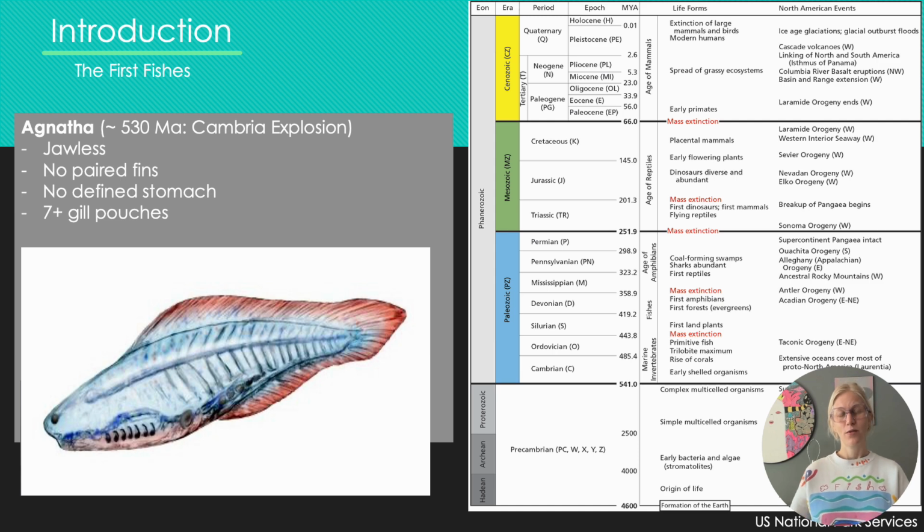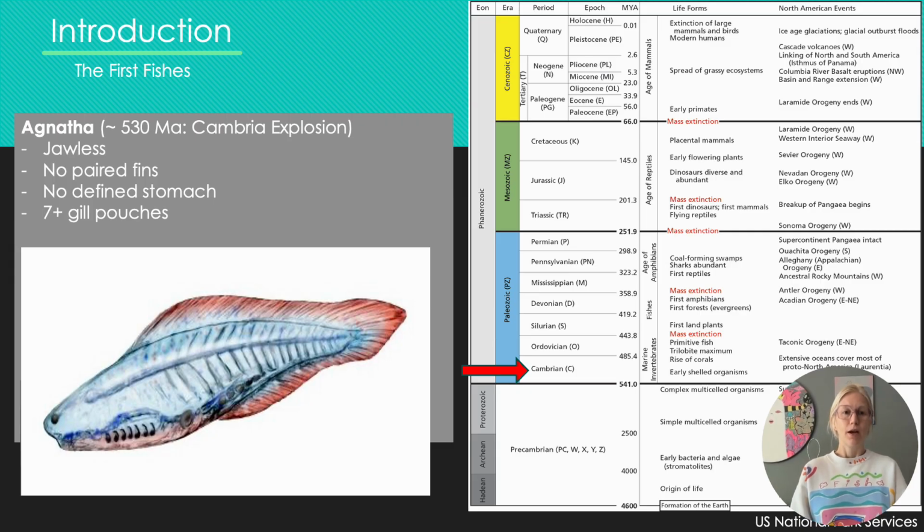So to start, I want to orient you to the geological timescale on the right. And our discussion of the first fishes comes after vertebrates develop during the Cambrian explosion around 530 million years ago. Here we see the development of jawless fish, or agnatha, and a representative picture of what these probably looked like.